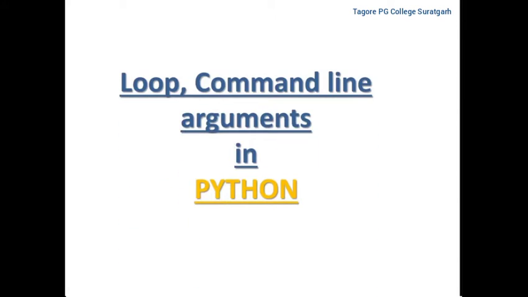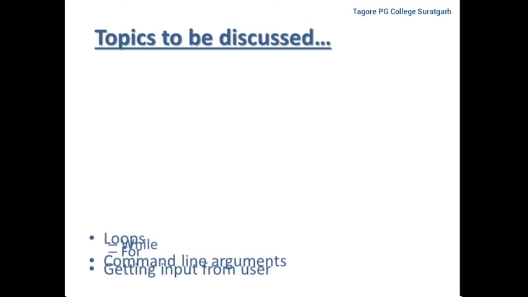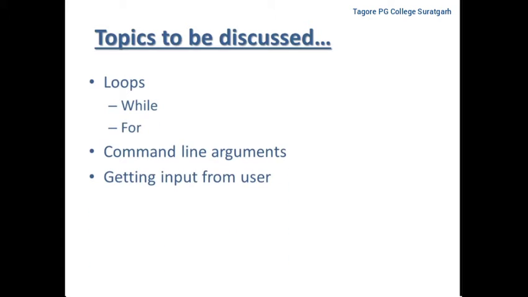In the previous sessions we have learned how to get input from the user and how the control statements work. But in this session we will learn about loops and the command line arguments in Python. So let us start and continue. The topics that will be discussed are the for loop and while loop, then the command line arguments, and then in how many ways we can get input from the user.